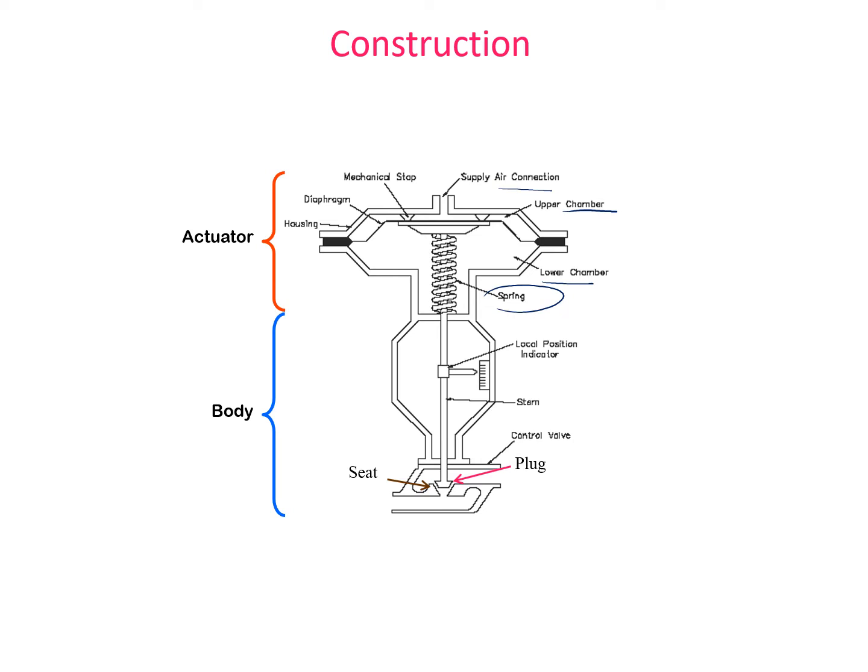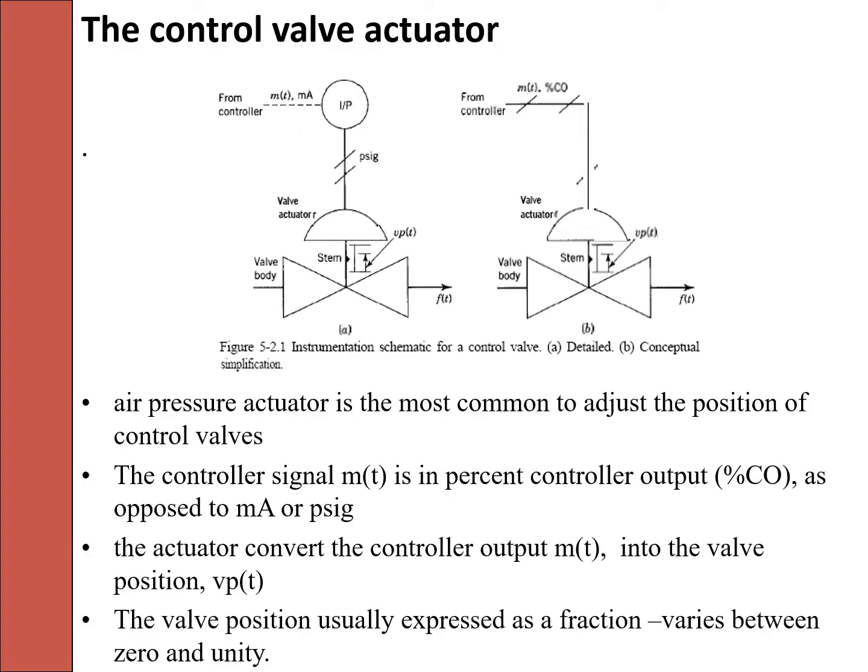So that stem will move according to the movement of the spring inside the actuator. The movement of the spring is based on the supply air that enters the actuator head, here at the upper chamber. When the valve is closed, that means the seat will close this hole, causing a restriction to the flow.